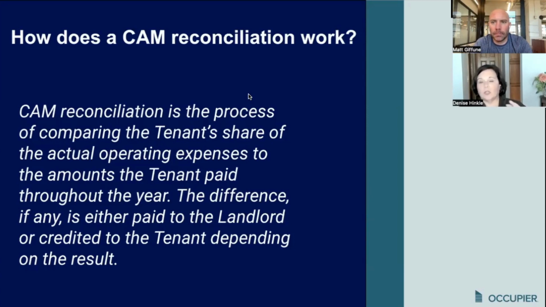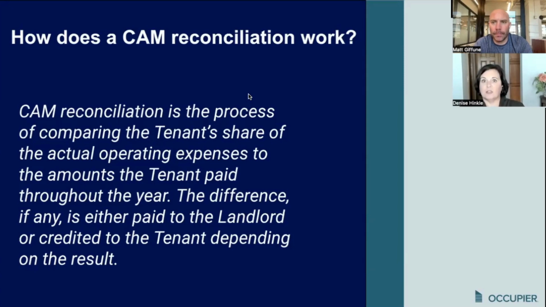Then we'll call it April-ish, ideally, the landlord will go back and say, okay, for the prior year, my actual expenses were X, my budgeted expenses were Y. Here is the over under, and your pro rata share, plus or minus of the difference, is Z. And to the extent that the landlord wound up spending more money than what they had in their initial budget, the tenant would owe that additional amount, their additional share, to the landlord.